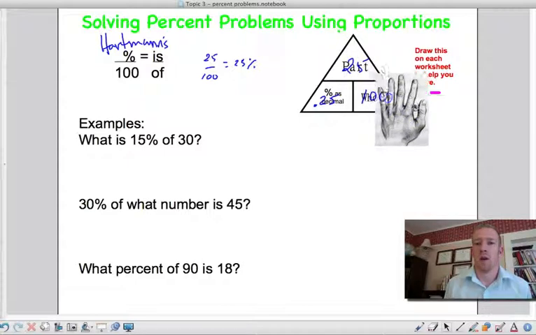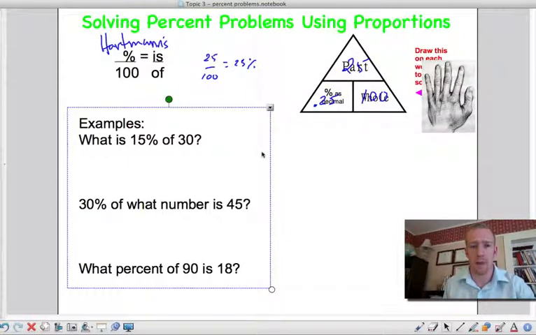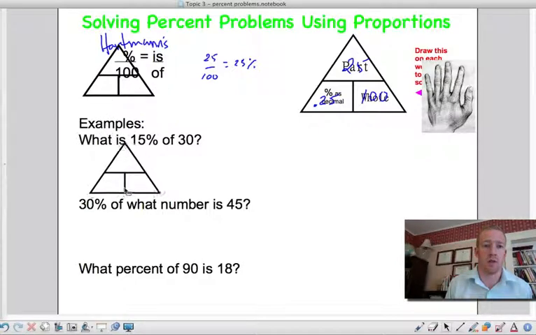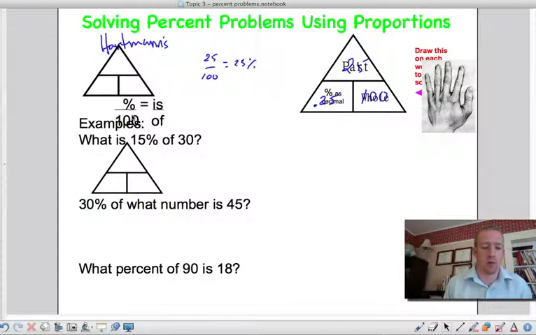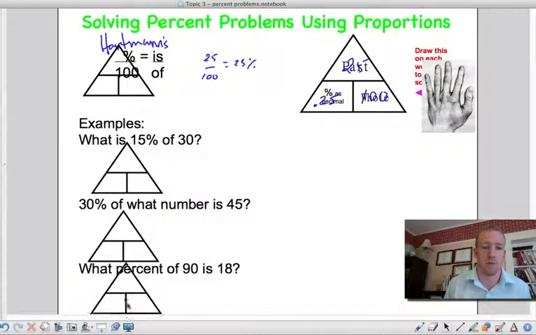Okay? Now, you're going to want to draw this each time and make sure you label it correctly. You have to have the part as the top part of your triangle there. So, I'm going to put one of these for each problem. You should draw those for each problem as well. Get in the habit of drawing those in.